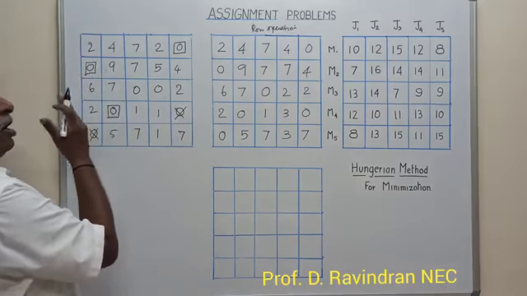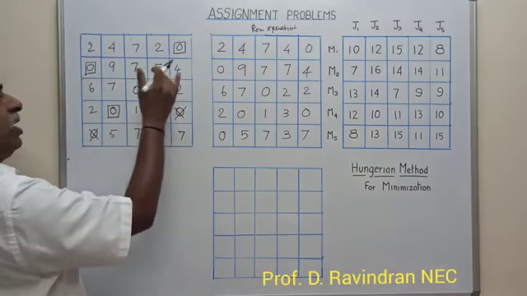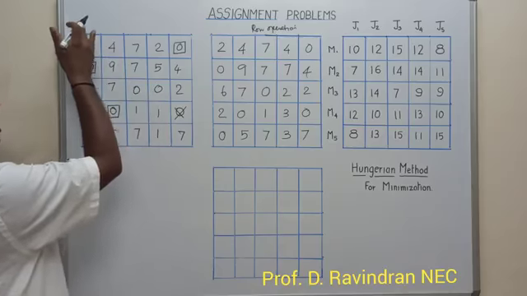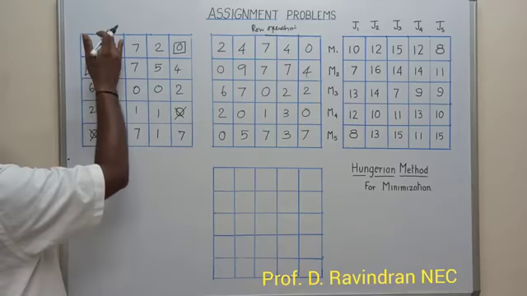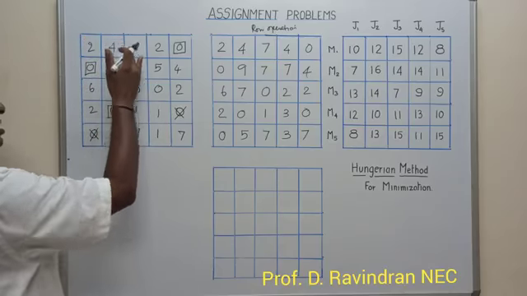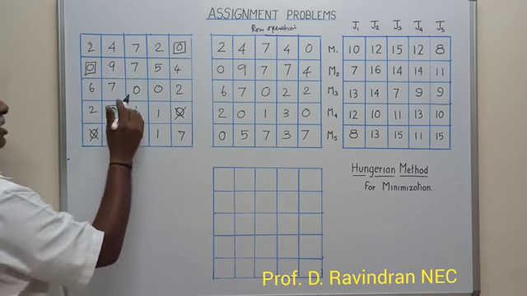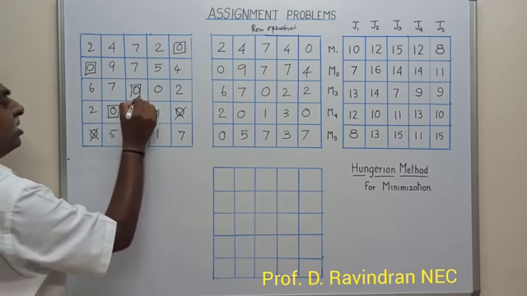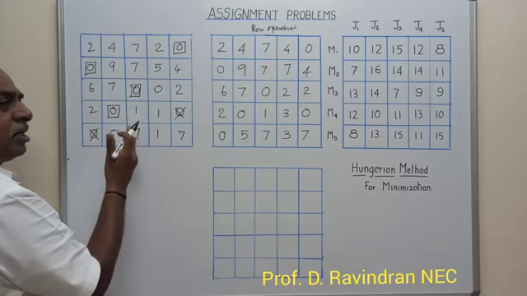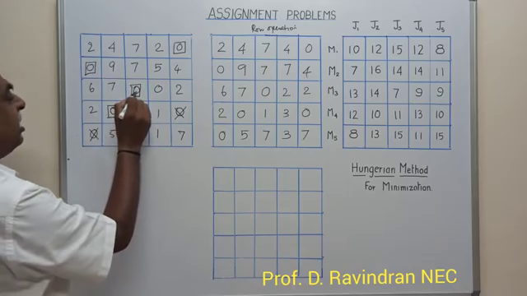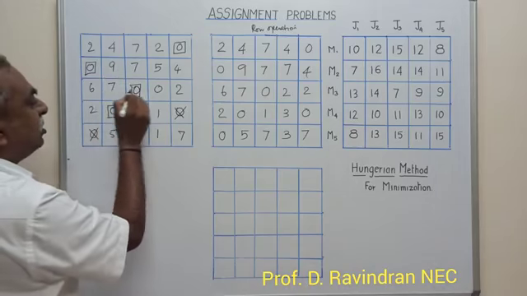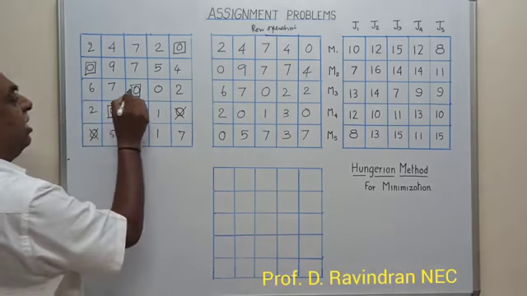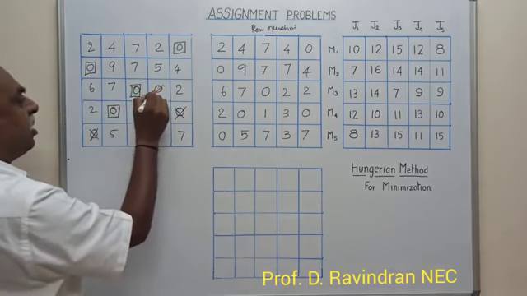Now we come to column wise examination. In this column there are no zeros. In this column there are no zeros. In this column a single zero is appearing, so here we can make an allocation. While examining column wise, after making an assignment, if there are any zeros in the row, they have to be cut off. Now we make an assignment here, so we have to cut off this zero.